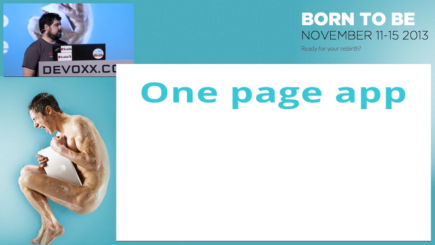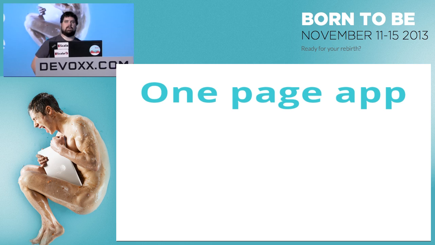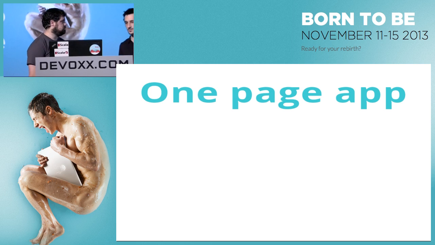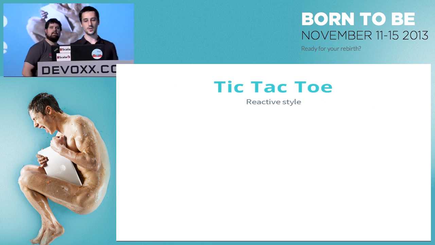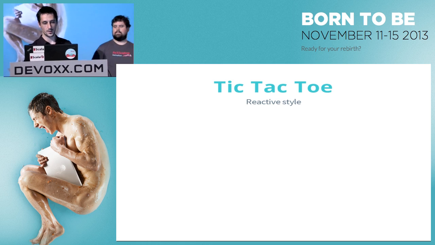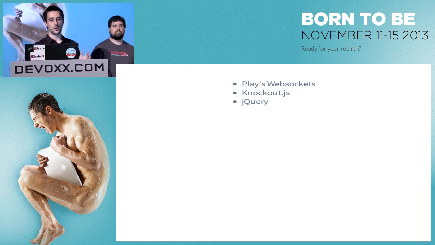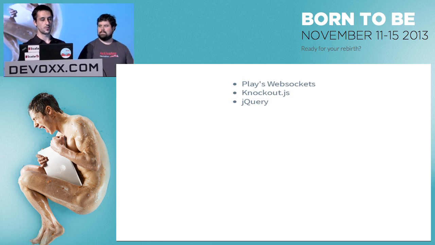So this talk is all about one-page apps. We work on a product at Typesafe called Typesafe Activator, and we've chosen Knockout to do it. So we're going to go into that. Basically, we are going to build a Tic Tac Toe game, in a reactive style, using Knockout on Play. And so we are going to use Play's WebSocket. Basically, the only feature from Play will be the WebSockets, and Knockout.js, and then a bit of jQuery.